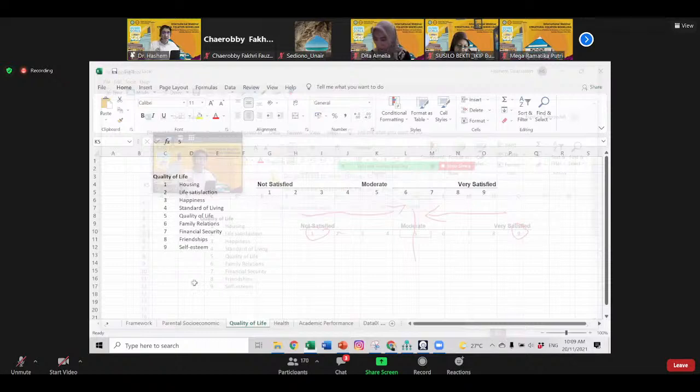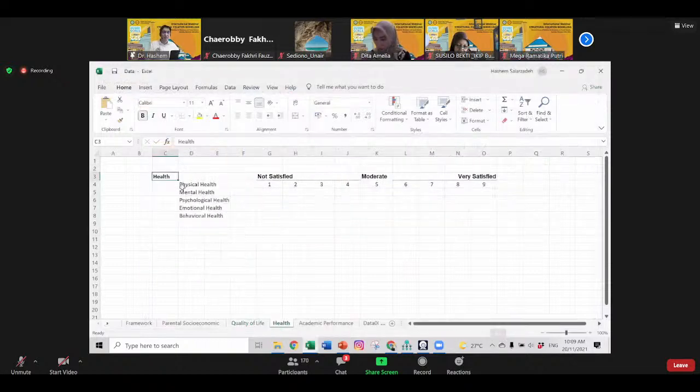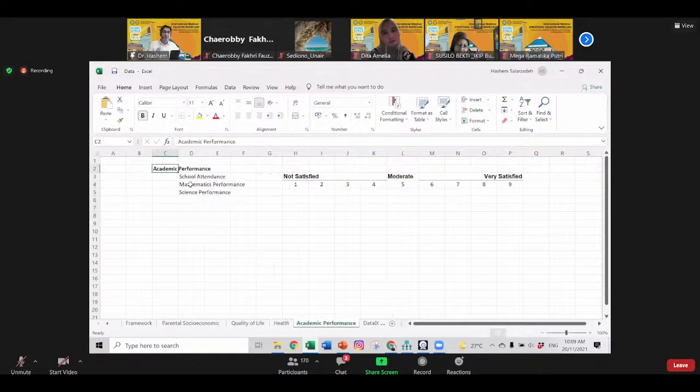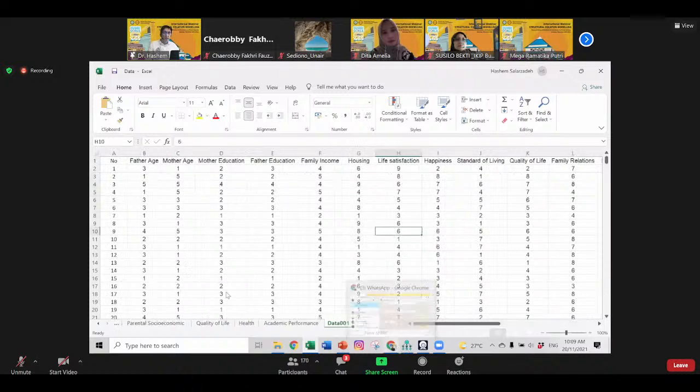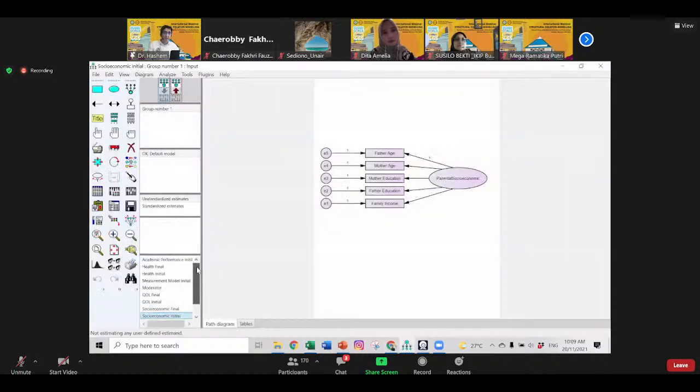So quality of life has 9 variables, health has 5 variables: physical health, mental health, and behavioral health, and academic performance has 3. And also these are data, right? So I come up here, showing. Normally from the beginning, you have to do the measurement model, sorry.